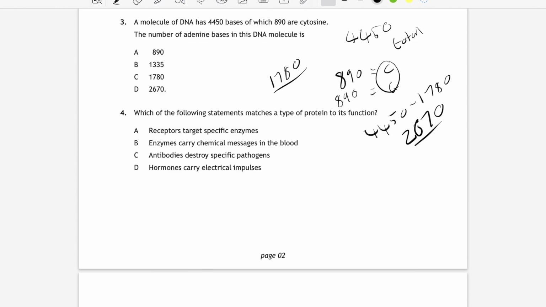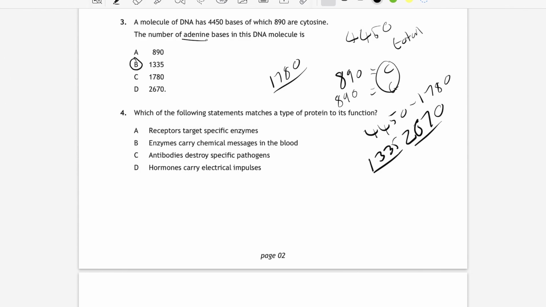Now we have to split that in half because the question has asked us about adenine. Well, what we've got here is adenine and thymine. So we need to split that in half. So we just simply take that number 2670, divide it in half, which leaves us with a grand total of 1335. So that answer leaves us with B. Alright, if you're not sure about that one, please message in the comments and I can always make a little separate video on that.